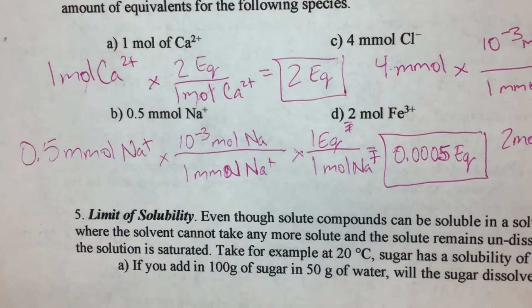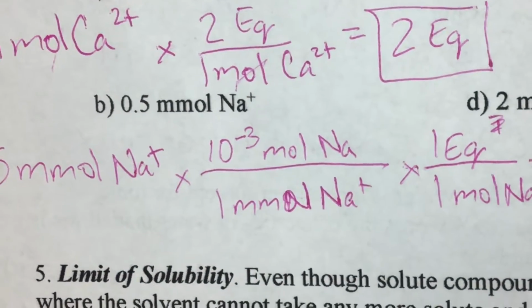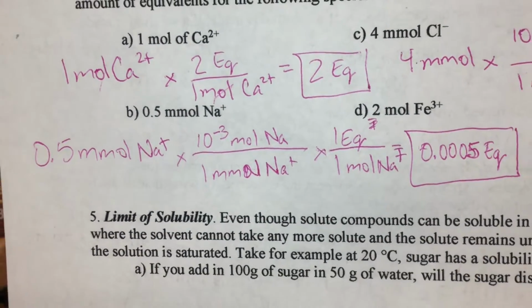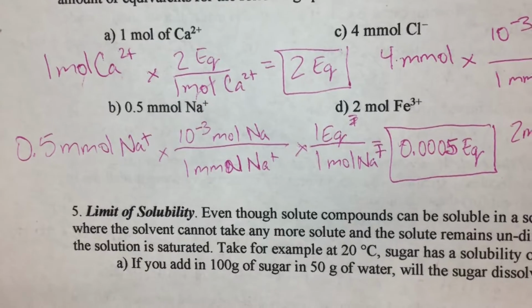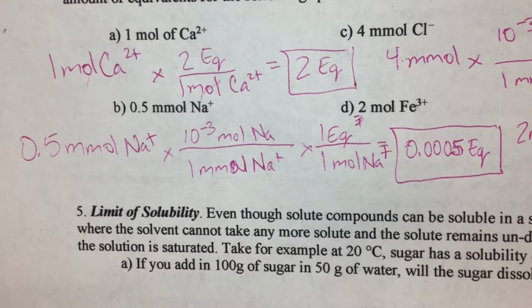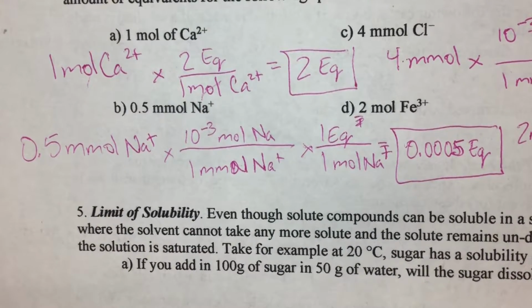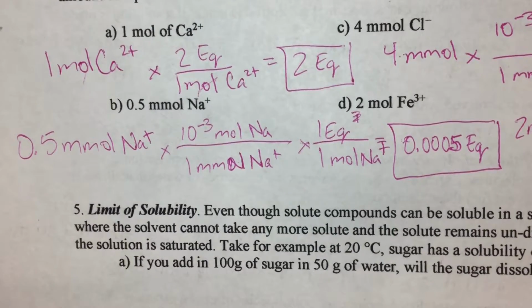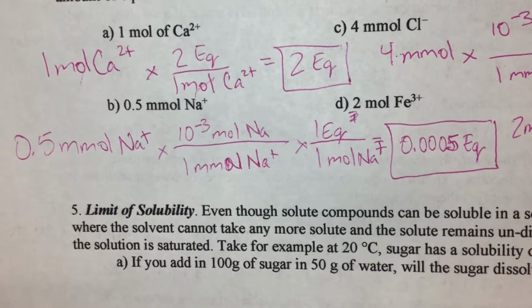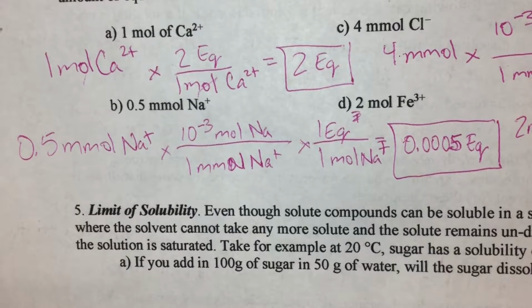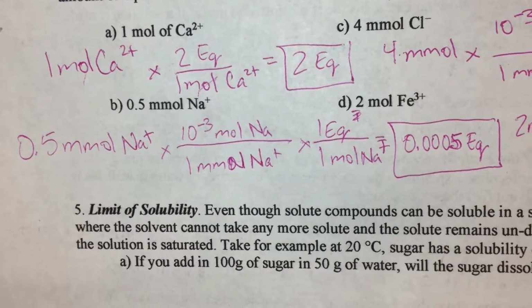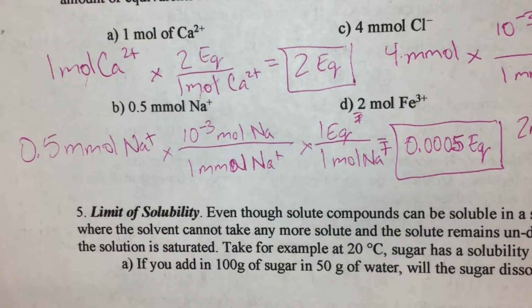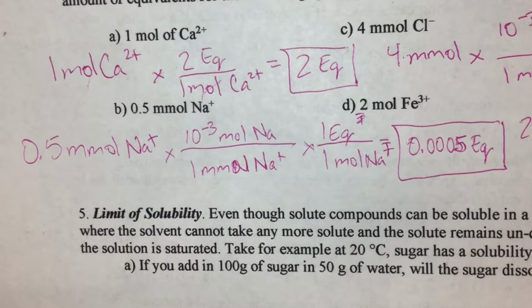Now we're going to try 0.5 micromoles of sodium. This one's a little bit more difficult because we're going to have to use 2 conversion factors. We're going to start out with our given, which is 0.5 micromoles of Na+, with the positive 1 charge. We're going to use the conversion factor of 10 to the negative third moles Na+ over 1 micromole of Na+. That will cancel out the micromoles.